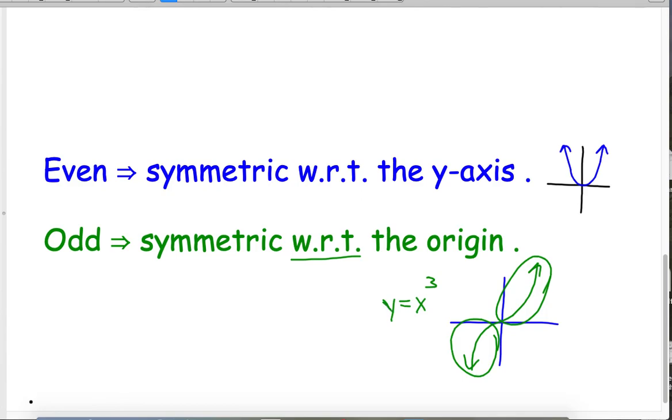And that's easy to remember because 3 is an odd number. And y equals x squared is an even function. And once again, 2 is an even number, so that's easy to remember.